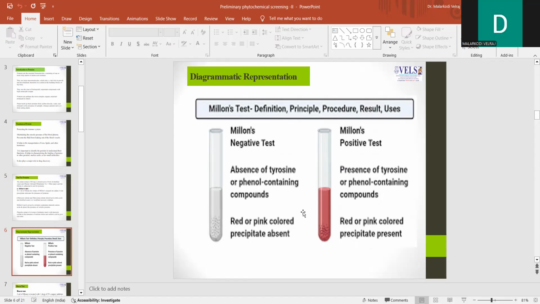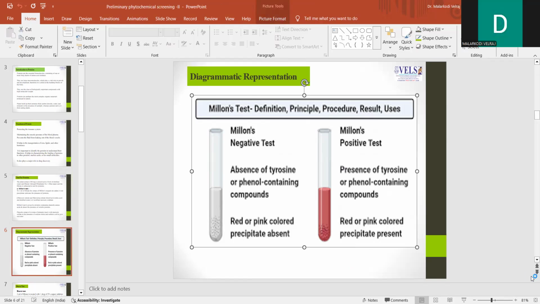In Millon's negative test, there is an absence of tyrosine or phenol-containing compounds, which does not show the red or pink color, whereas Millon's positive test indicates a tyrosine or phenol-containing compound, with a red or pink colored precipitate.